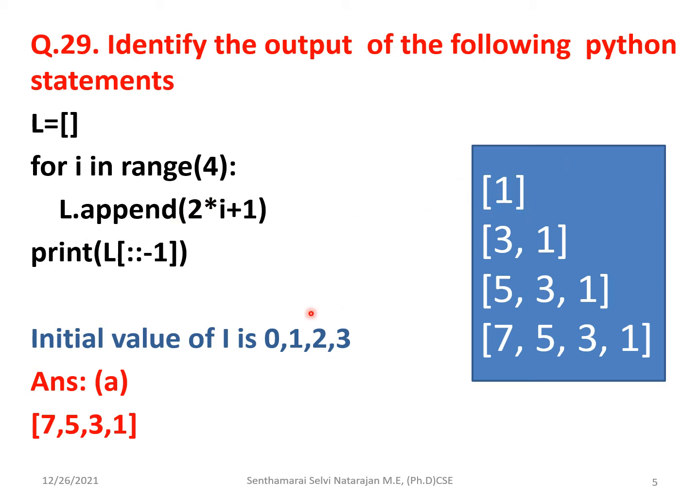So initially the value is 0, for this value of 0 this L.append will be appending the element 1. Next for the value of 1 the value is 3. Likewise for the value of 2 the value is 5. For the value of 3 the value is 7. So at last this print statement will be displaying this. So the elements are placed from this negative indexing. So this is the negative index, this is the first place, second place, third place, and then the fourth place. So this is the answer for the question.